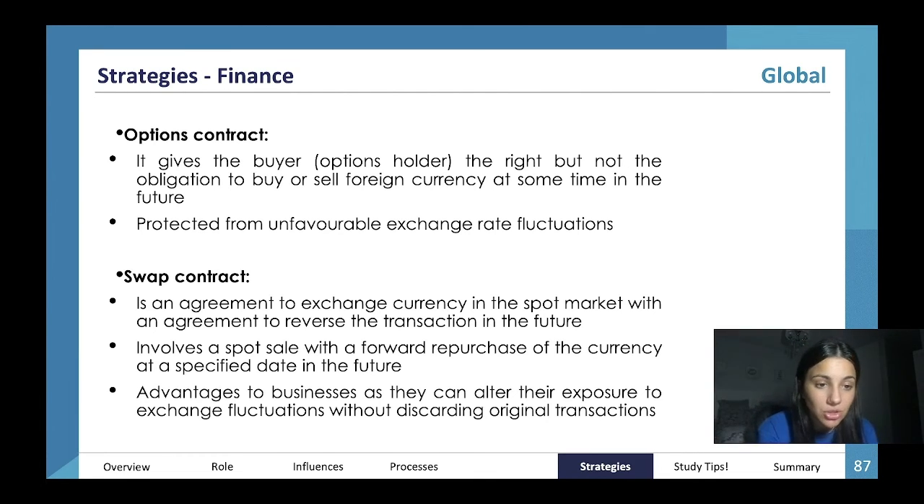And then they've got the swap contract, which is an agreement to exchange currency in the spot market with an agreement to reverse the transaction in the future. So you can exchange the currency right now, but there is that spot sale that you can do to repurchase it at that same rate at a future date. So it's advantageous to businesses because they can alter their exposure to exchange fluctuations without discarding original transactions and then go back to old transactions where there was a better exchange rate currency. It's all just like swapping, and you're just deciding which agreement you're going to use on the spot market.